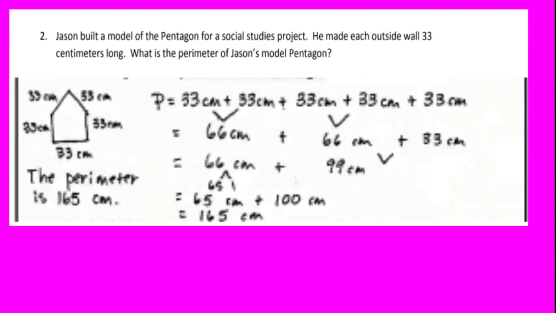There's a pentagon drawn. All 5 sides are 33 centimeters. So you would add 33 plus 33 plus 33 plus 33 plus 33. And I'm showing how you could break it down to add them together. It would equal 165 centimeters. The perimeter of the pentagon Jason made for a social studies project would be 165 centimeters.